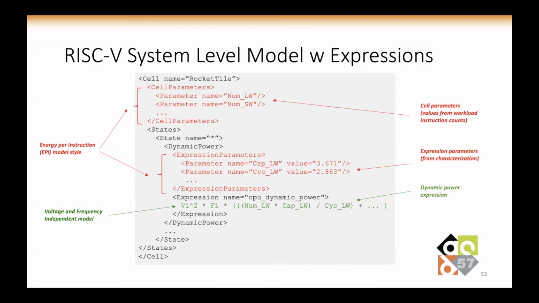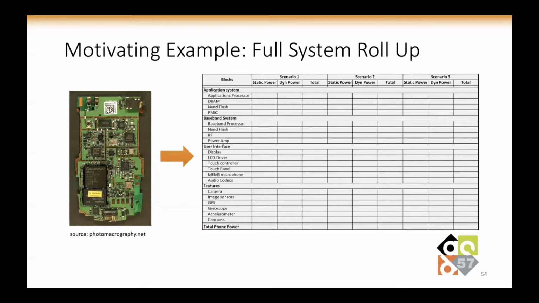Now, note the green expression. This shows that this is a voltage and frequency independent model. This means that this model can be used to calculate power consumption at any voltage and any frequency. Now, we've seen a couple of different system-level model examples. Next, let's look at several use cases or target applications for those models.